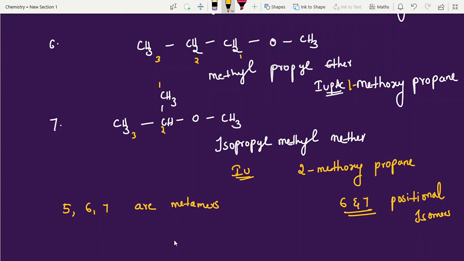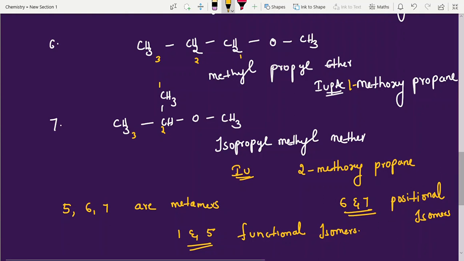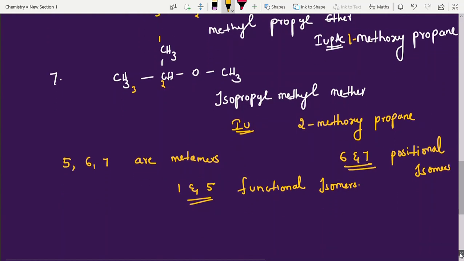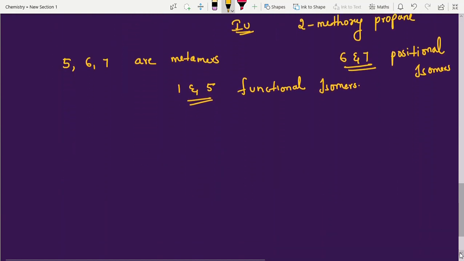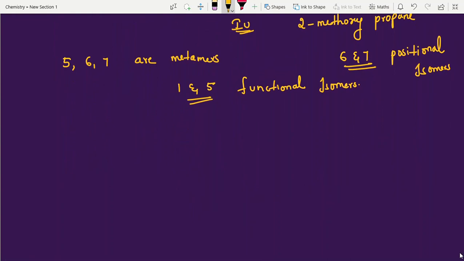Suppose structures 1 and 2, 1 and 6, or else 1 and 5: 1 and 5 are functional isomers, 1 and 6 functional isomers, 1 and 7 functional isomers. Like that they are framing the questions. Okay, students. Now next, I am giving one question. Everybody must try this one. Primary, secondary, tertiary amines I am giving. This is also one of the repeatedly asked questions.